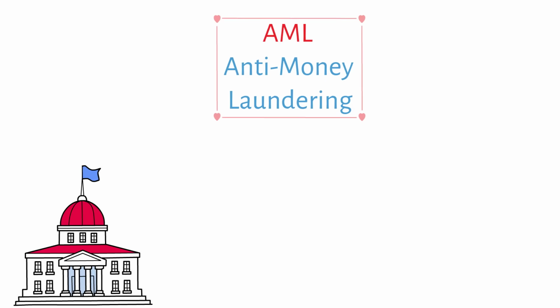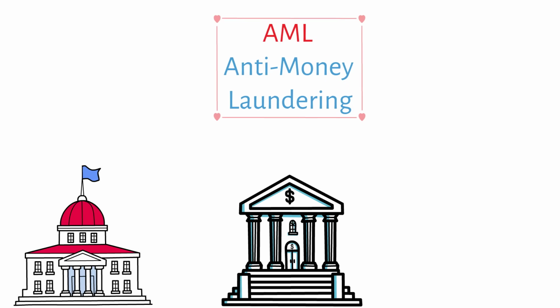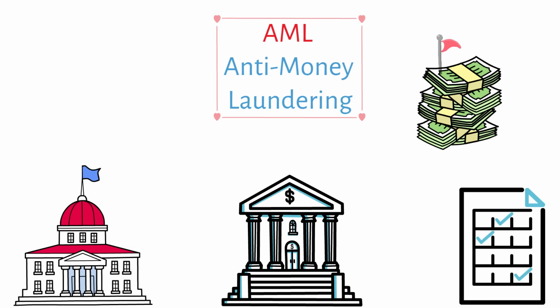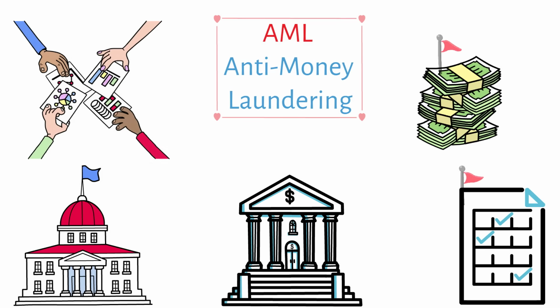So what's being done to stop it? Governments and financial institutions have laws in place called AML, anti-money laundering regulations. Banks are required to report any suspicious activity. For example, if someone suddenly deposits way more money than usual, that's flagged. If someone makes multiple small deposits just below the reporting threshold, that's flagged too. There are also rules about verifying customer identities, monitoring offshore accounts, and reporting large cash transactions. Advanced software systems analyze patterns in real time to catch unusual behavior.